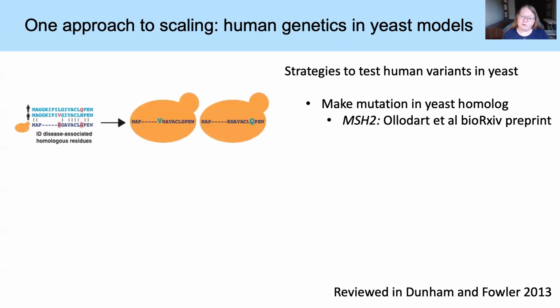So there are a few different ways you can do this. You can take advantage of evolution and homology, and you can make mutations in the yeast gene that are homologous to the sites in the human patients. And if you're interested in this as an approach, we have a kind of a shallow mutational scan that we did for mismatch repair gene, MSH2.